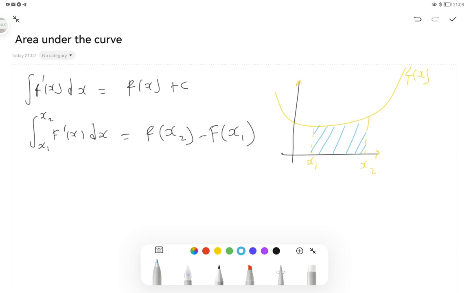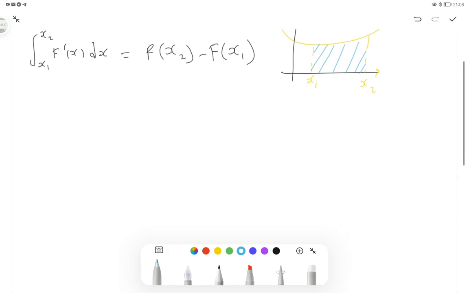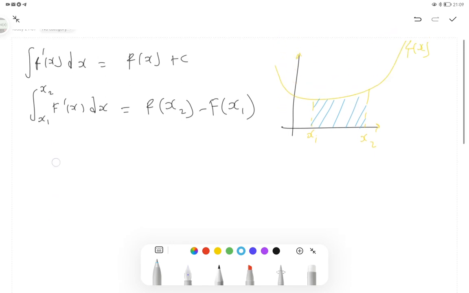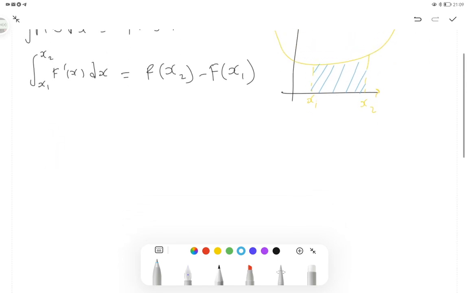Okay, let's continue. What else should we know? No, there's no way. Alright, let's continue. After having this understanding, we can see an example.